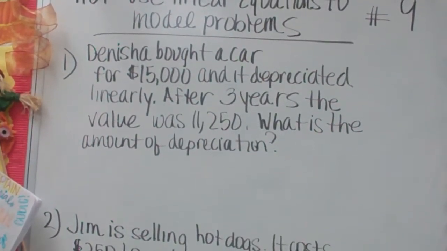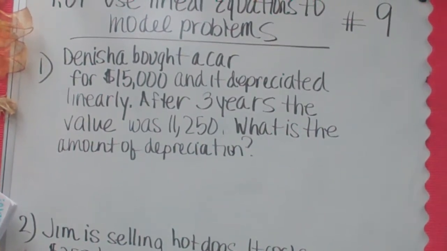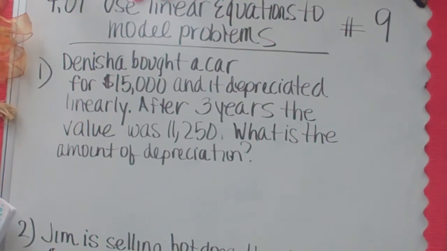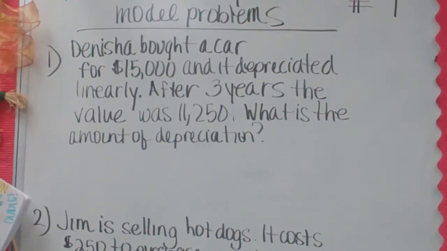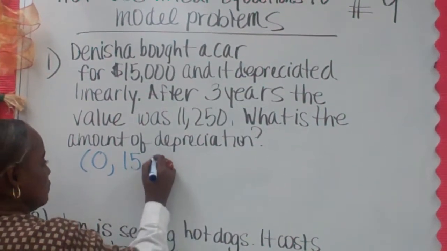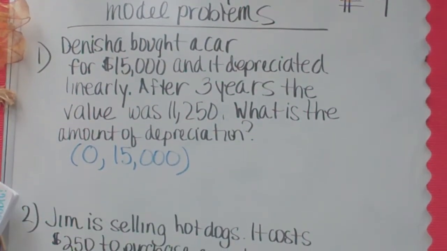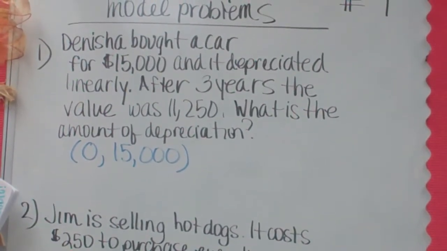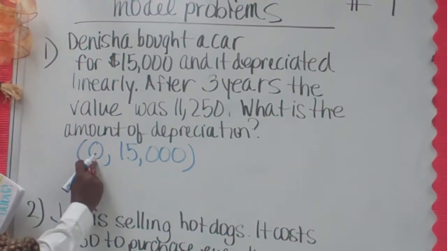All right, there are 2 ways you can do this problem. The first way that I'm going to present is to simply write down ordered pairs and find the slope. Now, if she bought the car for $15,000, that means that you have an ordered pair of 0, 15,000. 0 represents the amount of time that has passed. She bought it, so no time had passed. It was a new car, $15,000.